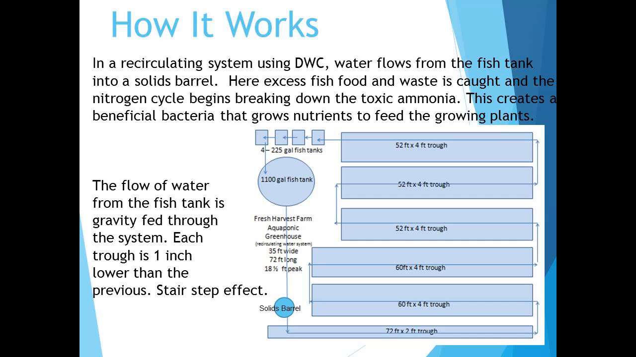Our systems kind of look like this, but there are some things we found that didn't work that we've now taken out. Basically the water flows from the big fish tank over to a solids barrel and then into troughs. It all works on gravity because each one of these troughs is 1 inch lower than the other, so it creates a stair step. That way we don't have to have a pump in every trough, and we're not using electricity to pump water.